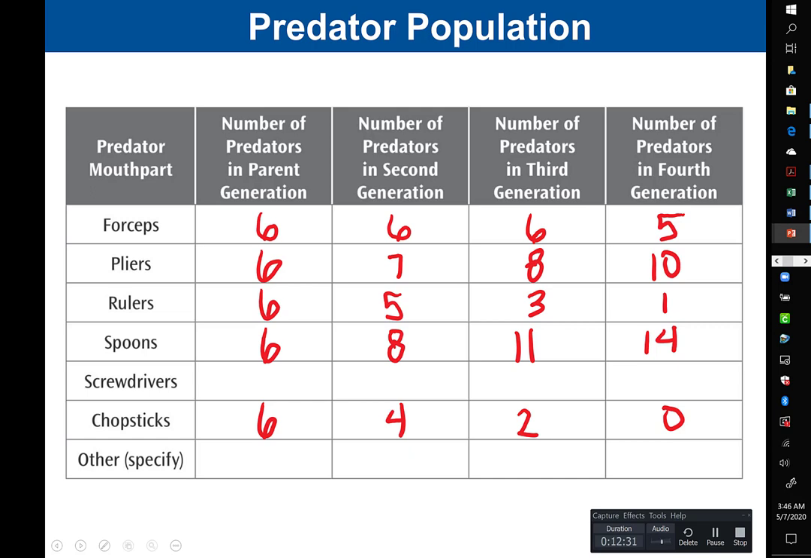So what you want to do is see what happens to these populations over time. If I look at the forceps, in the first generation, or the parental generation, we started with six forceps.